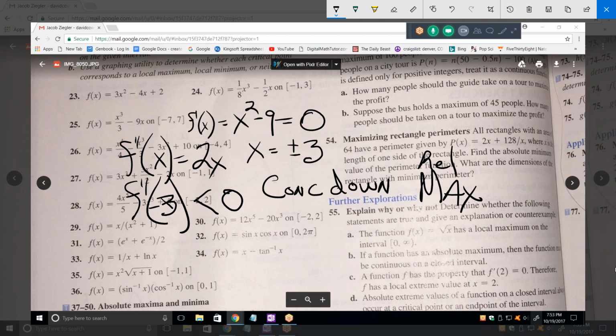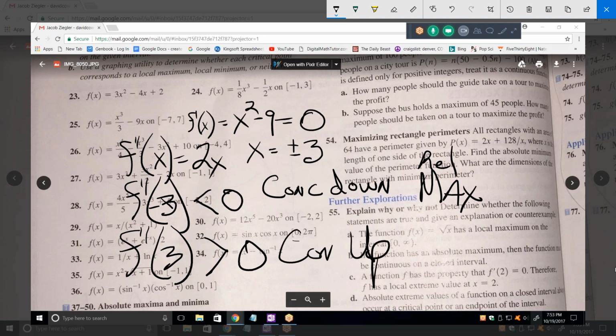Now let's evaluate the second derivative at plus 3. Positive or negative? Positive. That means it's concave up, which means it is a minimum.